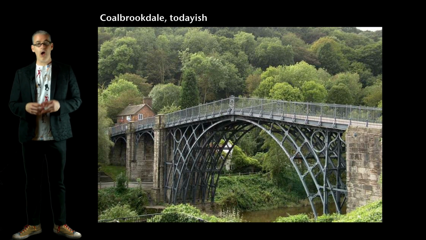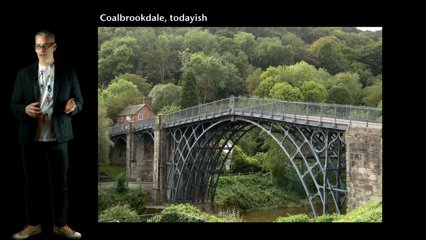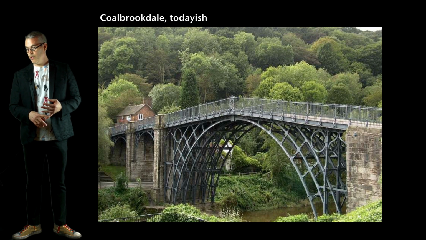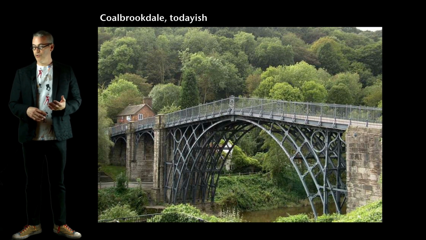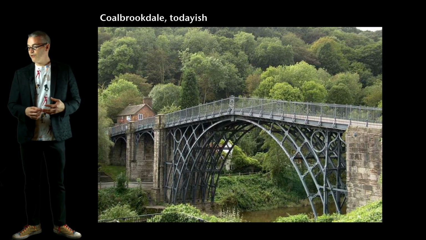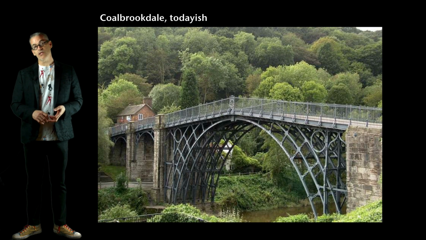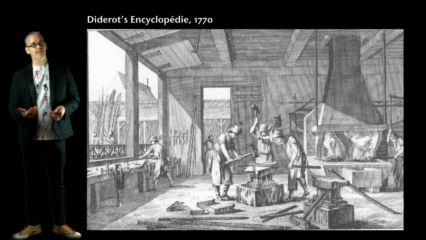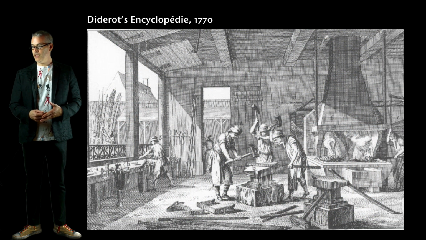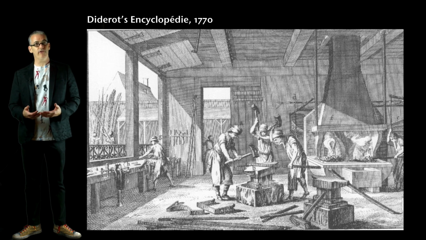Iron was not new. It's one of our oldest metals. Wrought iron was not new. Wrought iron was produced in ancient China. We don't actually even know the date. It's so old. Cast iron was also not new. Cast iron happened in China as early as the 5th century BC. Even as late as the 1770s, in Diderot's encyclopedia, metalworking is a pretty modest enterprise.